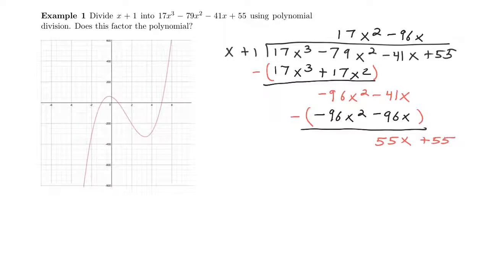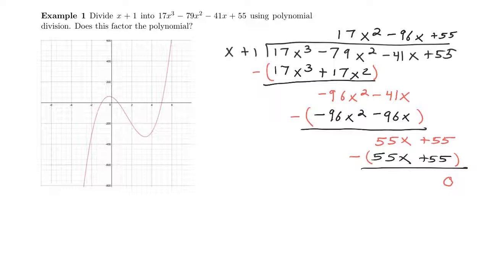So my last step would be to cancel as much as possible 55x. So I'll have to add plus 55 at the end, but I get 55x plus 55. I see when I subtract this thing, it's going to work out perfectly. The difference is going to be exactly 0. A remainder of 0 means x plus 1 did in fact factor the polynomial.